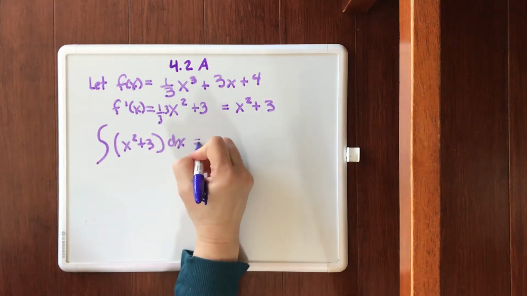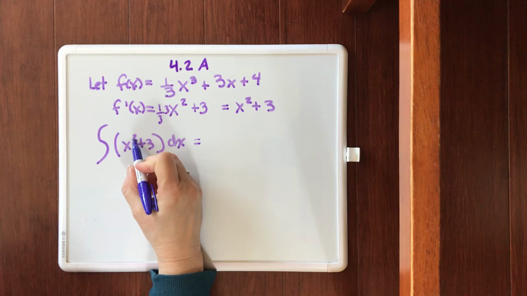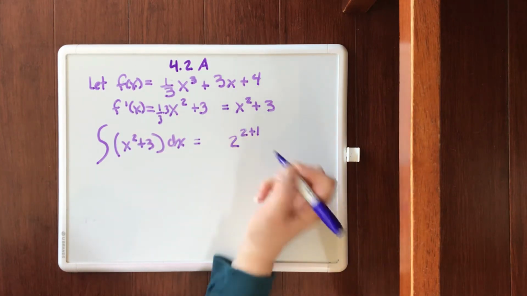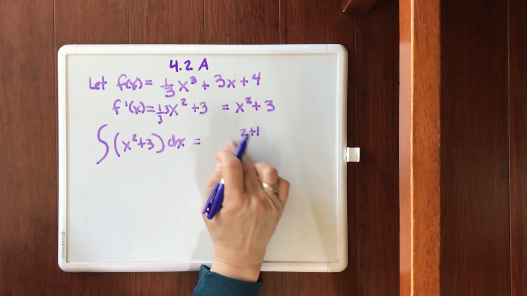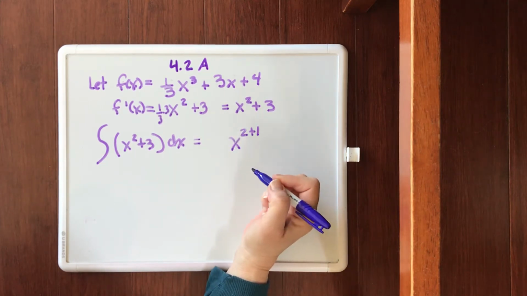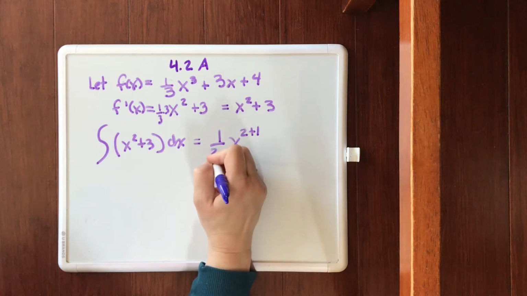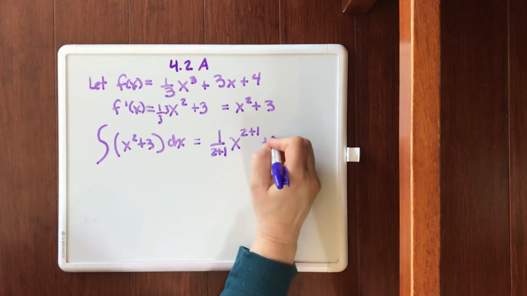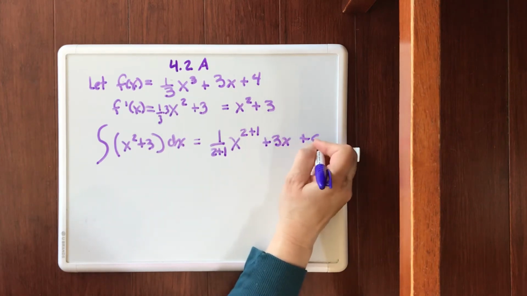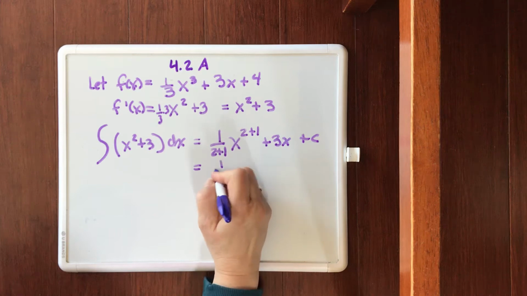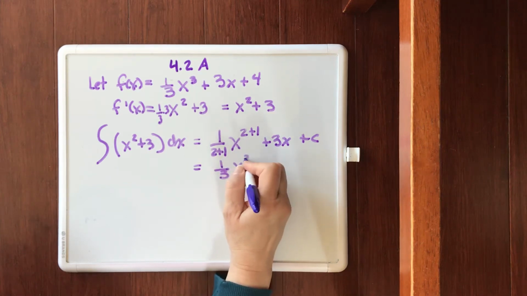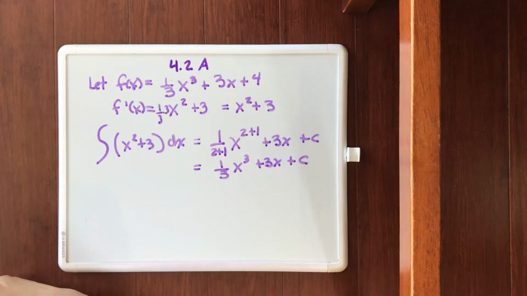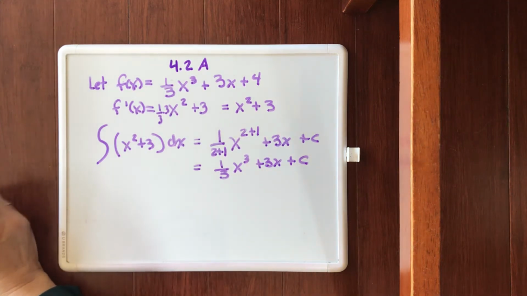All right, so according to our formula, we're going to add 1 to the 2. I'm just going to write it out, 2 plus 1. So that's an x to the 2 plus 1. And then we're going to divide that by 2 plus 1. And then we integrate 3, which is just 3x plus c. So this equals 1/3 x cubed plus 3x plus c. Okay.